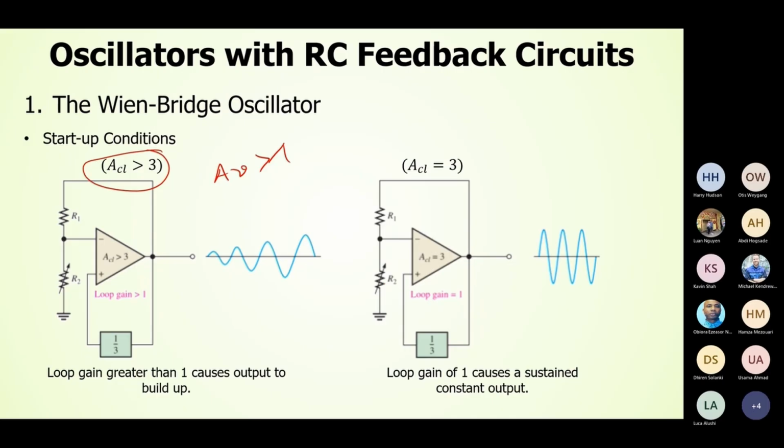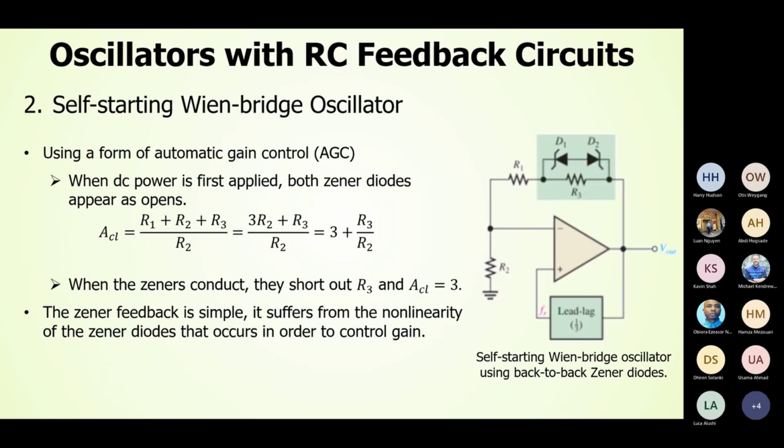Now, this kind of configuration is actually not very useful, because if you design a circuit, you cannot ask your user, please, whenever you turn on your device, manipulate this. So you need to have some sort of built-in mechanism that can ensure that you have this kind of variable resistor at the beginning. So this is actually called the self-starting Wien bridge oscillator. This self-starting Wien bridge oscillator uses some sort of automatic gain control mechanism.